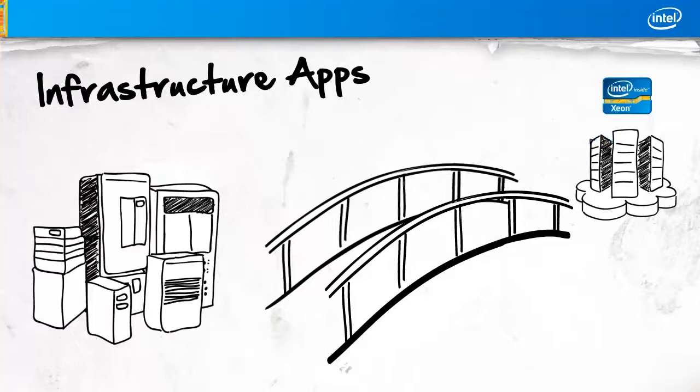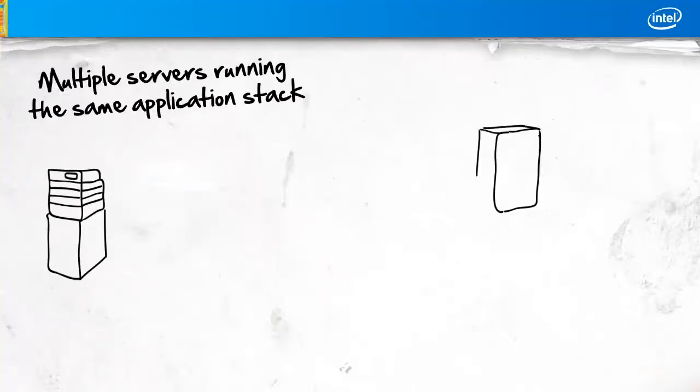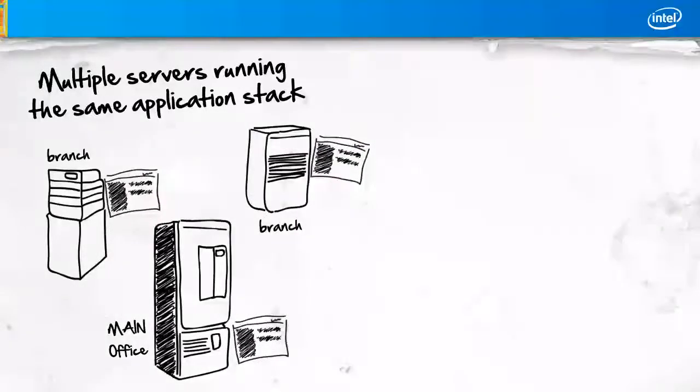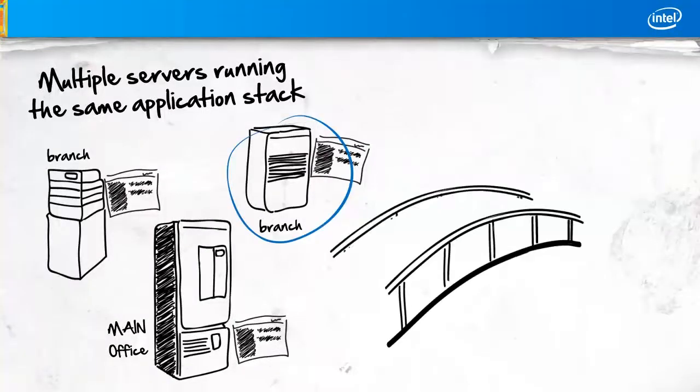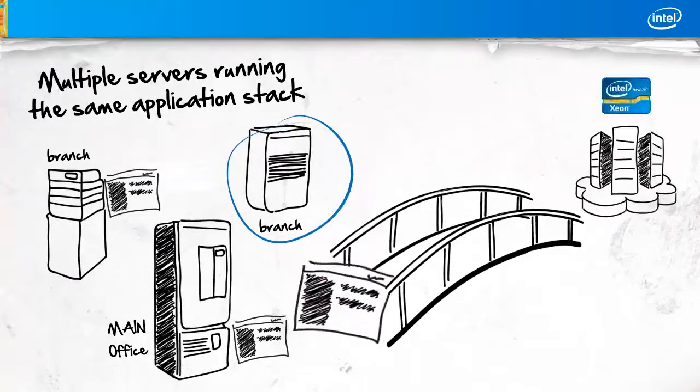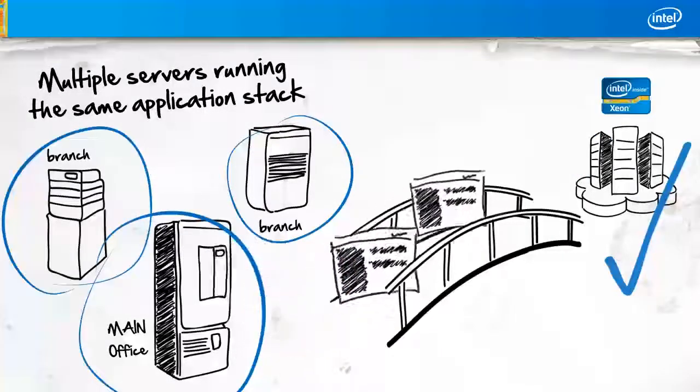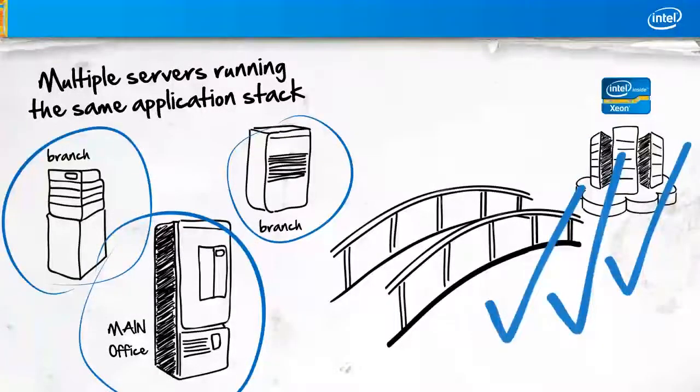The next category involves multiple servers running the same application stack. This often applies to businesses with many remote offices or branches. You'll want to choose a lab or pilot location for the initial migration, and when you're confident the process has gone smoothly and everything's working, you simply duplicate that process across all your locations.